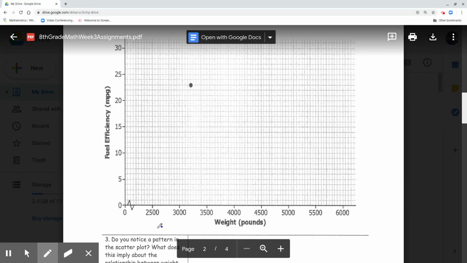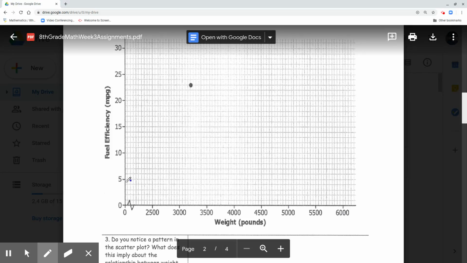Now, we have our scale listed on the x-axis for the weight in pounds. So as I go up each line, I'll have 2,550, then 2,600, 2,650, so on and so forth until I get to 3,000. And it will continue like that all the way up.